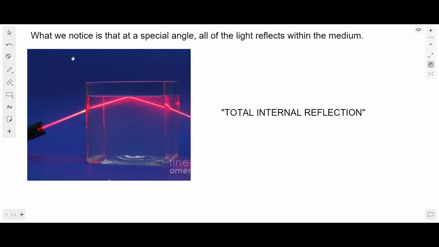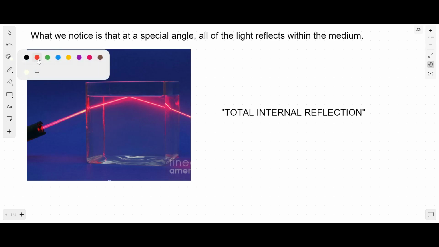So what I've written is that what we notice is that at a particular angle, at a special angle, all of the light reflects within the medium. Here's a little picture showing a similar thing. A laser is being shined. It enters water, and then it reaches the boundary between air and water. And none of the laser goes through as you'd expect it to. All of it bounces off this boundary and just reflects.